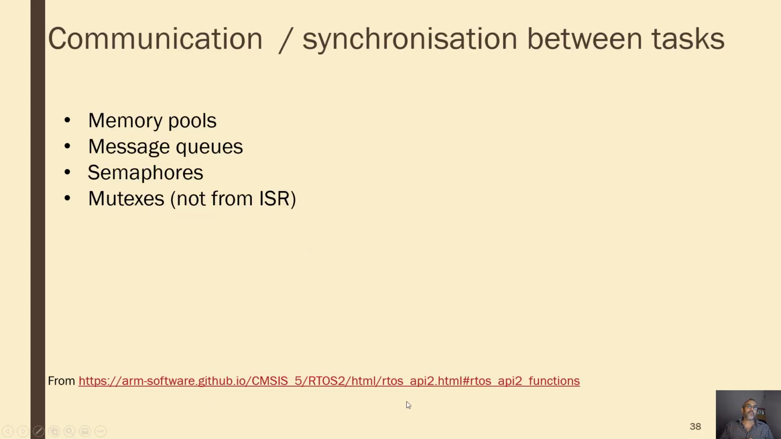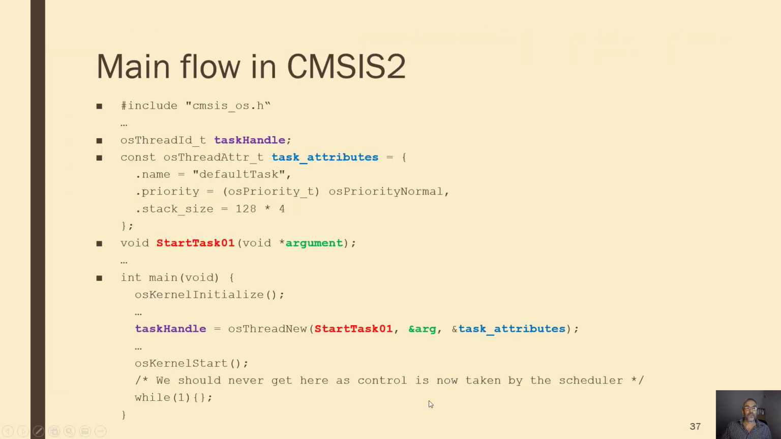So this is the basics of how to create a thread and how to start it. And just to repeat, you can call OS thread new also from another thread. In this function, start task 01, for example, I could again call OS thread new to create an extra thread. But all threads are supposed to run forever.